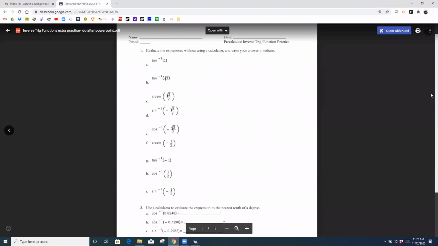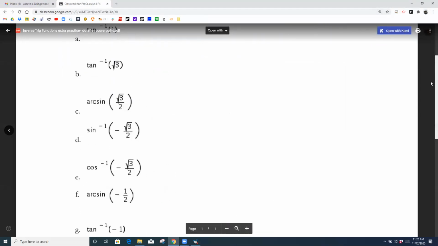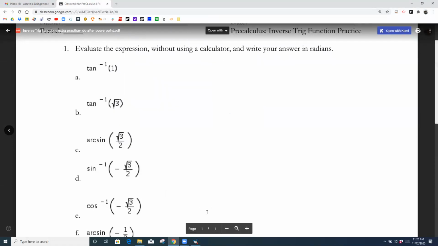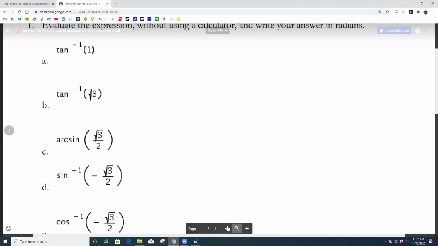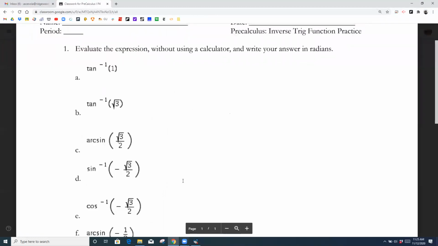So we'll do these now and hopefully you get them done, submit that, and you'll get 2 points for the homework. So evaluate the expression without a calculator. Let me zoom in a little bit. Write your answer in radians. It helps if you have a unit circle in front of you, so if I have to pull one up, I will. But the way you're gonna do these is just literally switch X and Y.